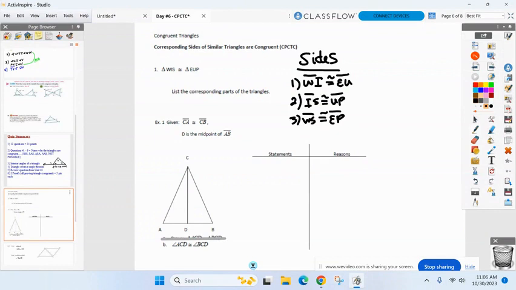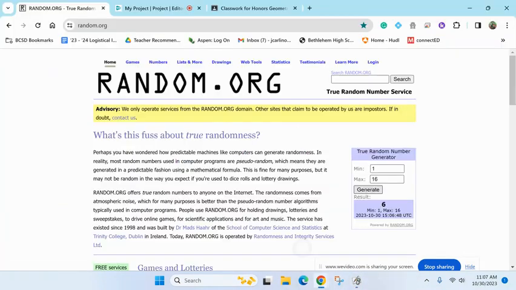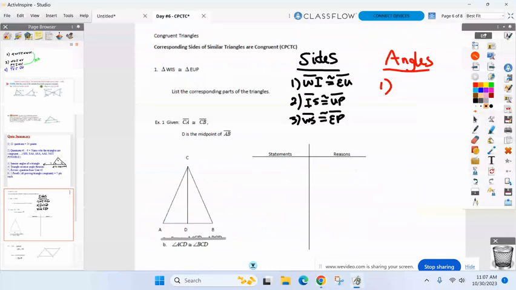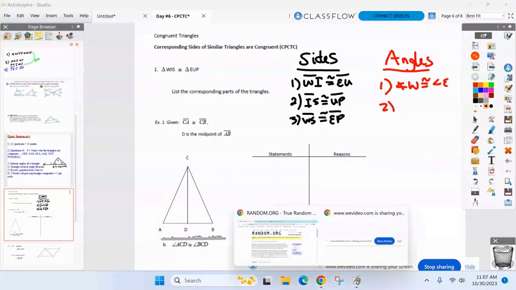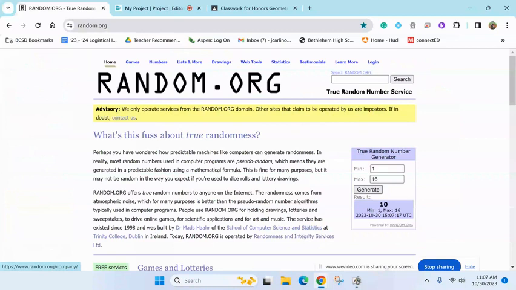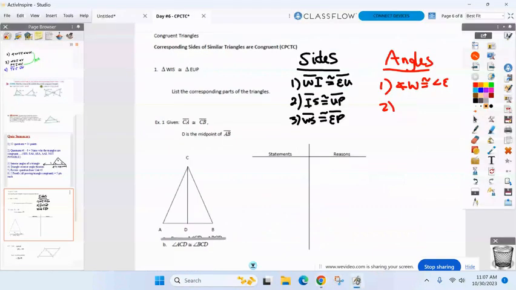Not only do the sides correspond, but so do the angles. So now let's turn our attention to the angles. You can just name these with a single letter now for me. W congruent to E. Good work. Another pair of angles for me, please. S and P. S and P. Good work.